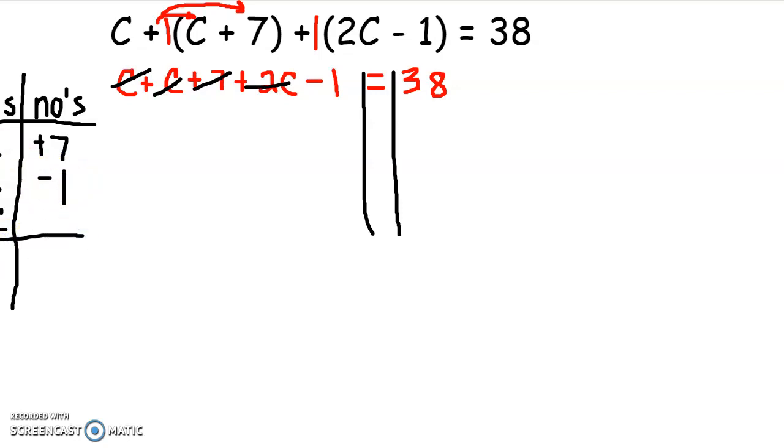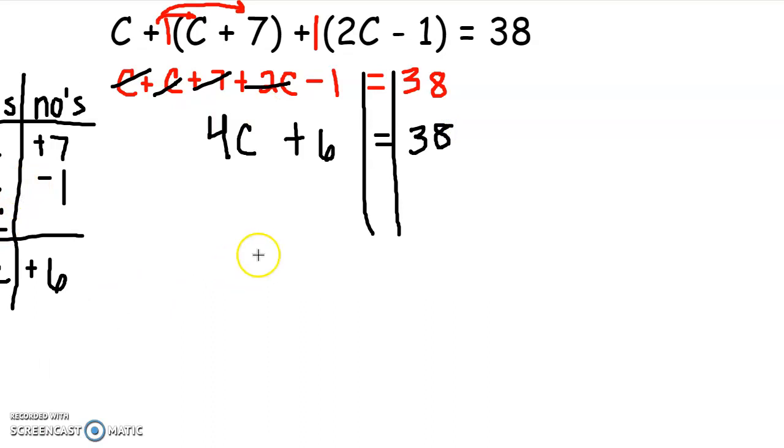1c plus 1c is 2c, plus 2 more c's is 4c. And a positive 7 minus 1 is a positive 6 because I have more good guys than bad guys, 6 more. So now I'm going to write that. 4c plus 6 is now equal to 38 because now I've simplified this equation. Now it's just a two-step equation.